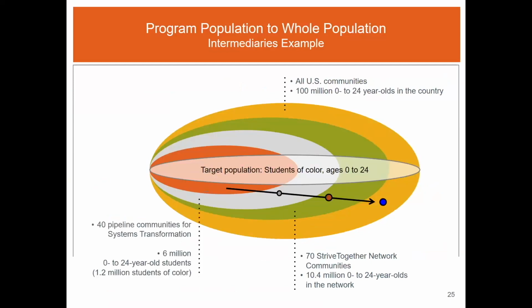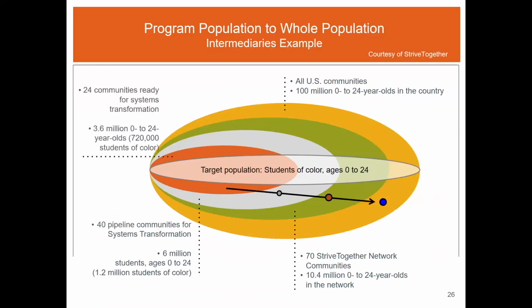They can segment even further, though, as they think about where they're really going to put the majority of their efforts. And Strive Together has 40 communities right now that they consider to be a pipeline, right? They're ready, they have increasing level of readiness to do the hard systems work that they believe it's going to take to ensure young people 0 to 24 in those 40 communities, that's about 6 million folks, 1.2 million of which are students of color, end up with education and career success moving forward.